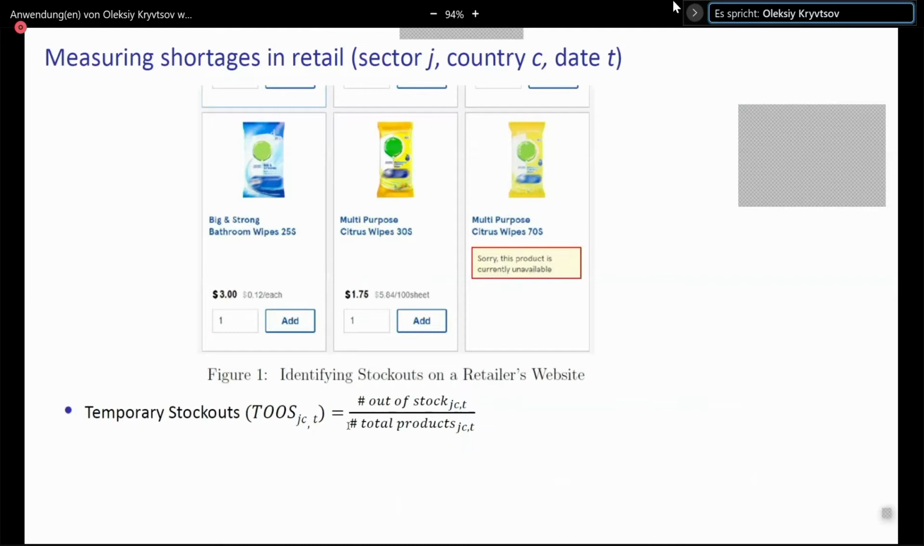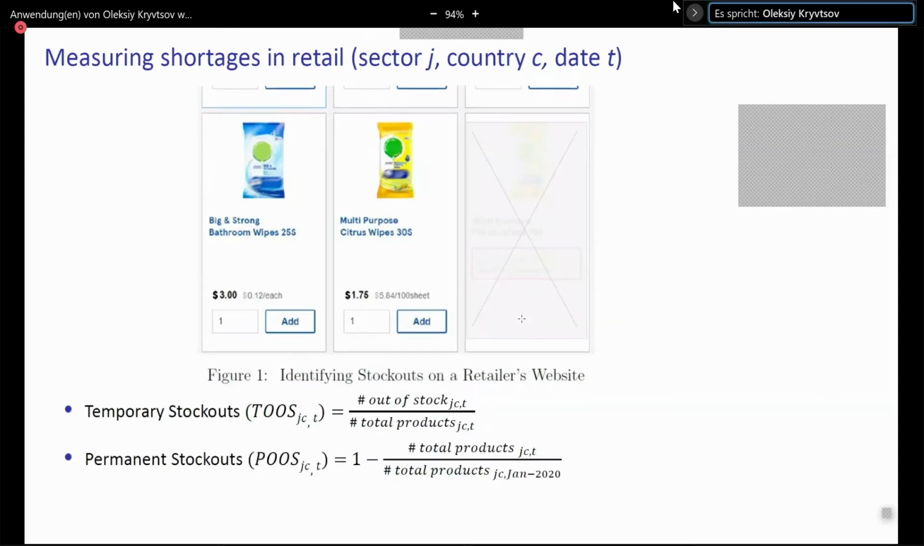How do we construct these shortage measures? The data are scraped, right? So if you go on the website of a retailer, you can see banners with information about prices, or banners saying, well, sorry, price information is not available. This product is not currently available. We're going to count this event as a temporary stock out.